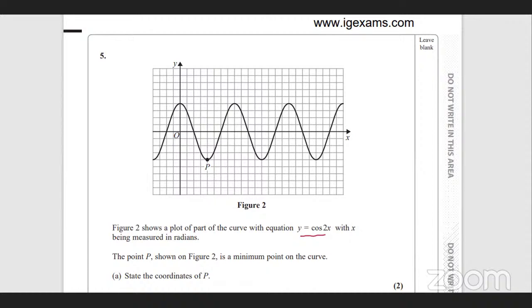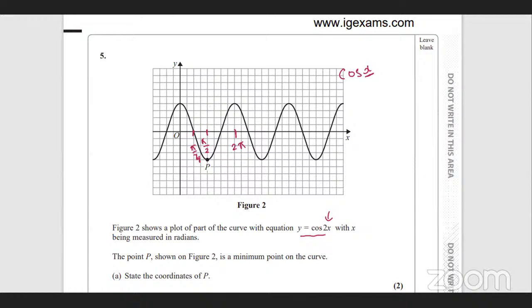Now, when we talk about coordinates, we know that we have x coordinate and y coordinate. If I talk about cos x, I would have said that this would be 2 pi, this would be pi, this would have been pi by 2 and stuff like that. But I repeat, this is for cos x. We are talking about cos 2x. So I have to divide all this by 2. So pi by 2 will become pi by 4. Pi will become pi by 2 and 2 pi will become 2 pi by 2, that is pi, right? So these are the x coordinates.